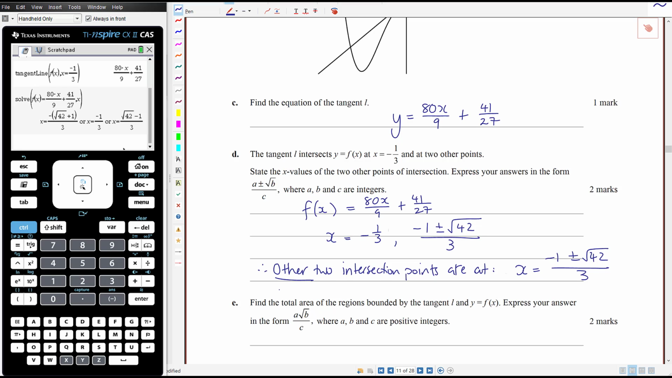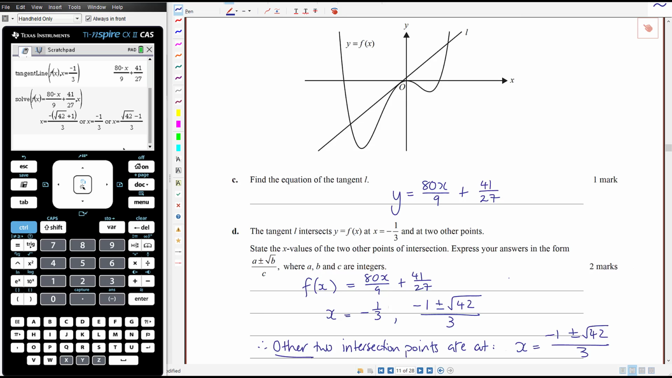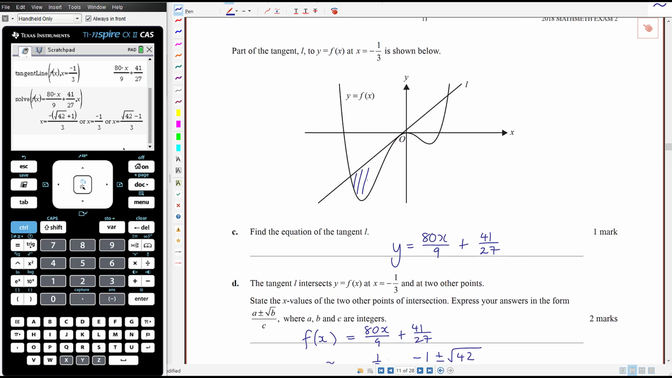Find the total area of the regions bounded by the tangent L and y equals f of x. Express your answer in the form a root b on c, where a, b and c are positive integers. Okay, so we want to find this area here and this area here. We know that value there is negative a third. We know that that value there is negative 1 plus root 42 on 3. And that value there is negative 1 minus root 42 on 3.